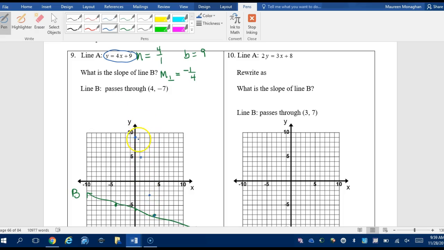Boy, those sure don't look perpendicular. What the heck? Flip it. Something's amiss. Oh, there it is. That's terrible. Let's check this out here.